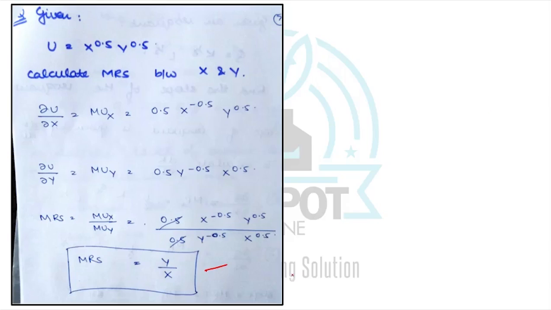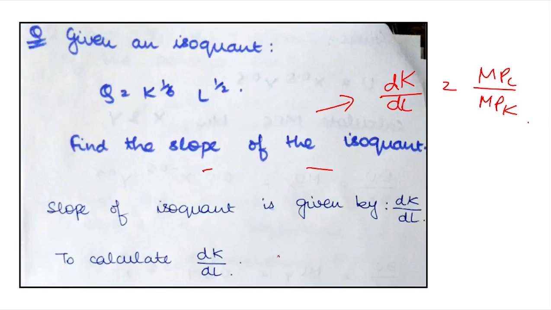So the idea of both of these questions is just to be able to remember what the slope of the indifference curve, which in this case is the MRS, or the slope of the isoquant, which in this case is the MRT, is actually given by. So you just need to remember the formulas.